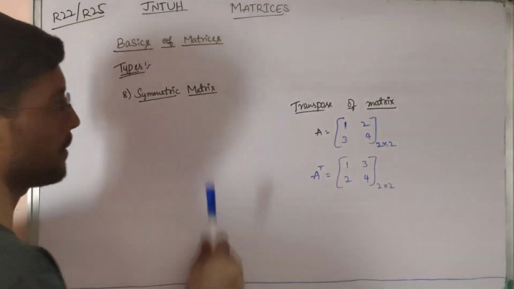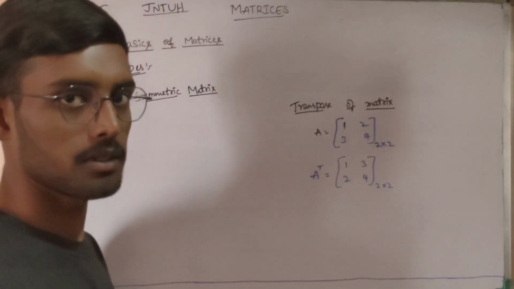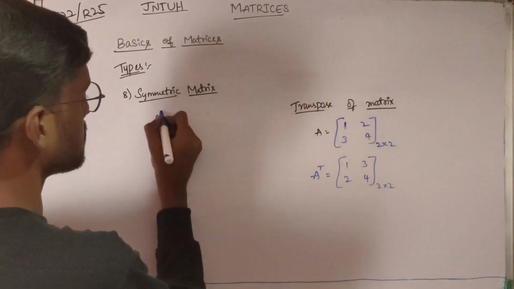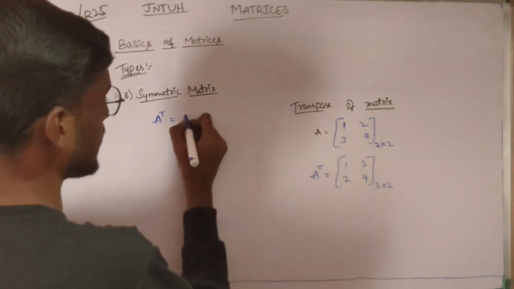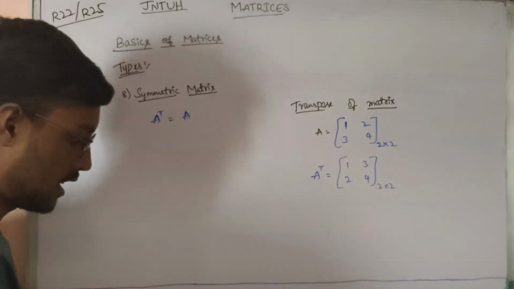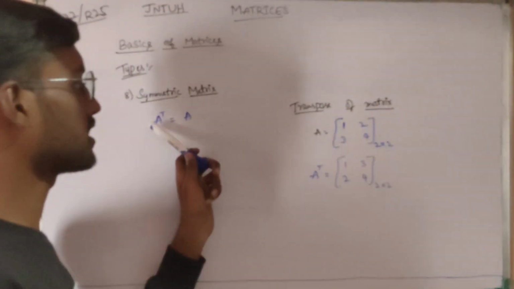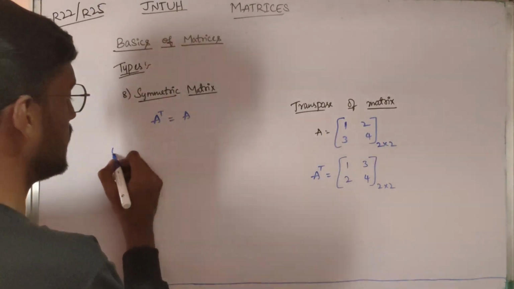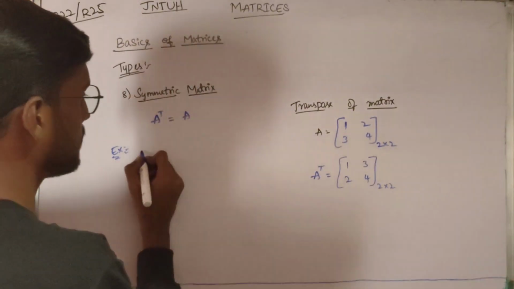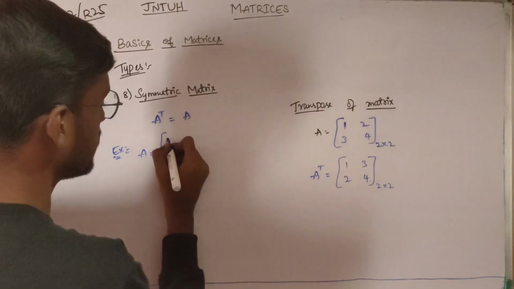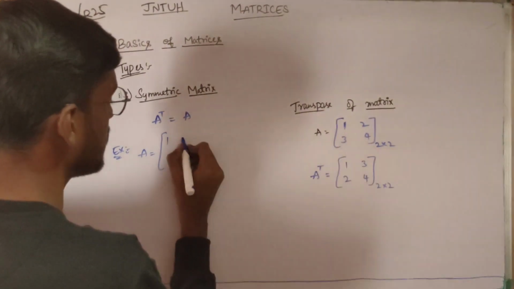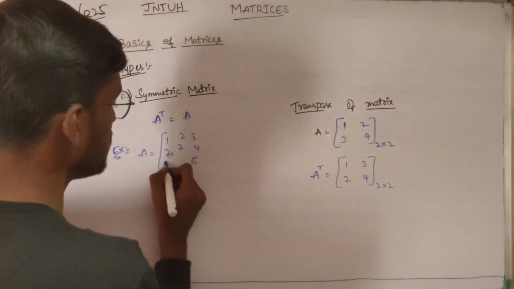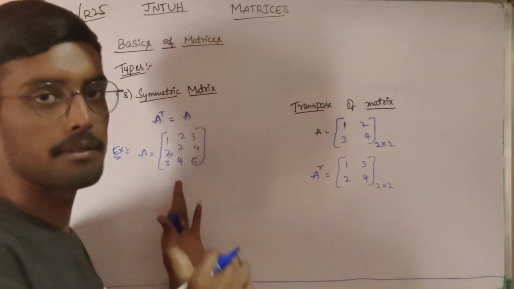Coming to symmetric matrix, this is our eighth type. So a symmetric matrix means when we perform A transpose, again it should give A. After performing the transpose of a matrix A, again we have to get A as the matrix. For example, let us take a matrix A of order 3 by 3: 1 7 6, 2 3 4, 4. So this is our matrix A.